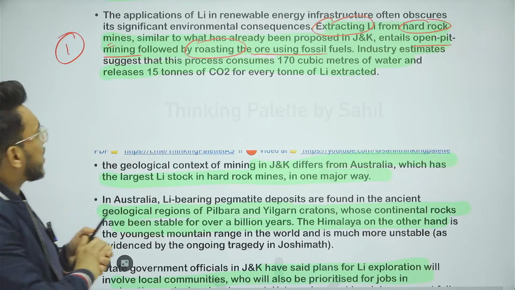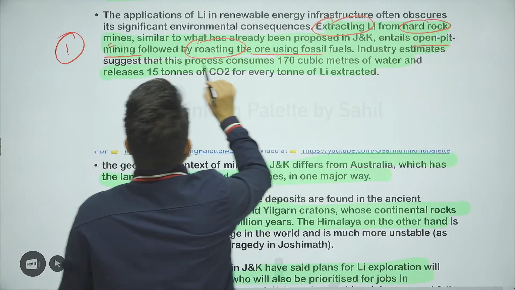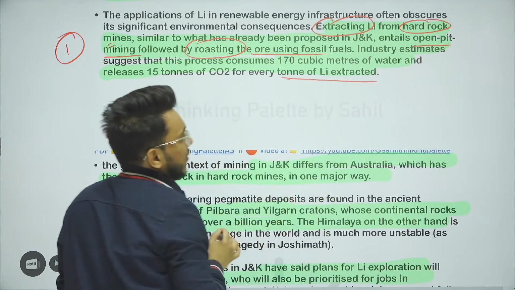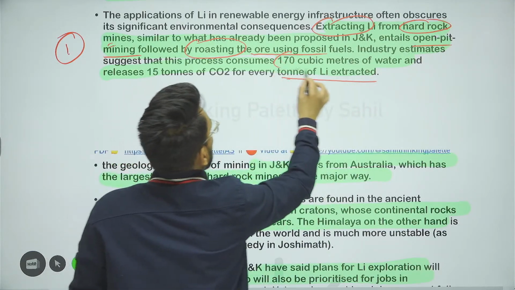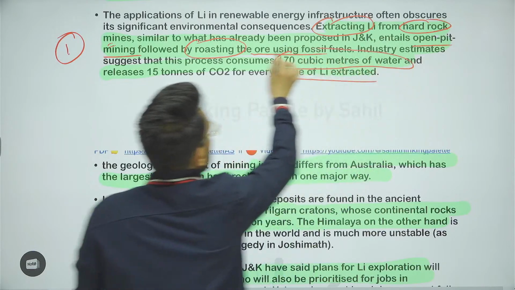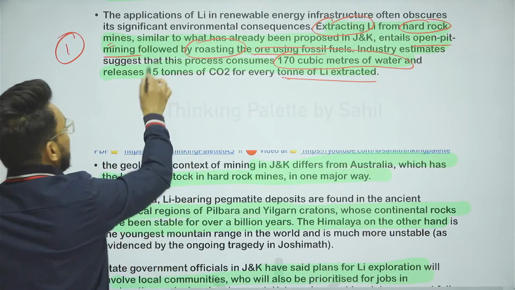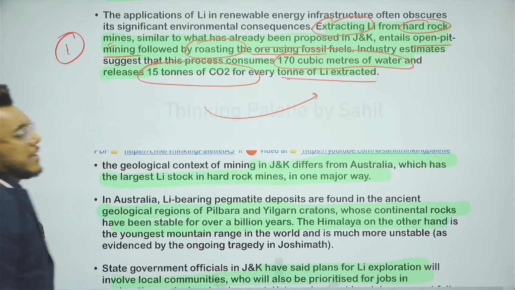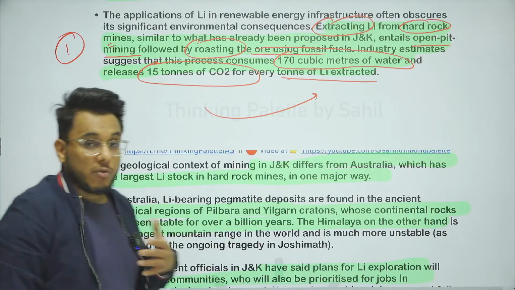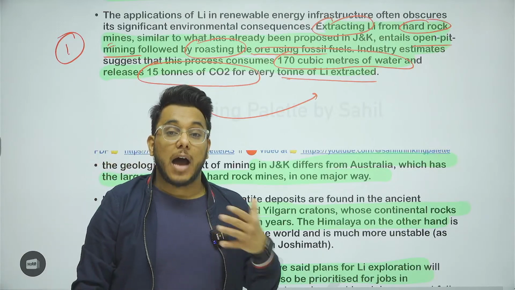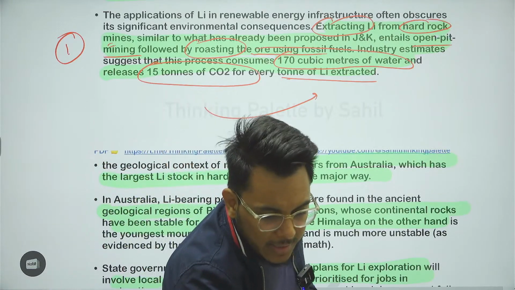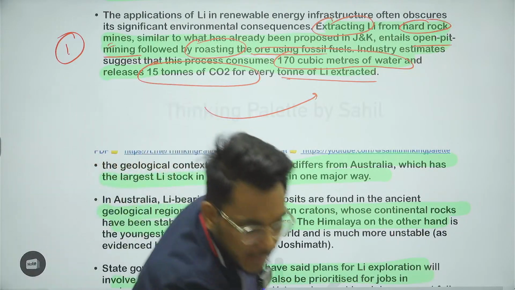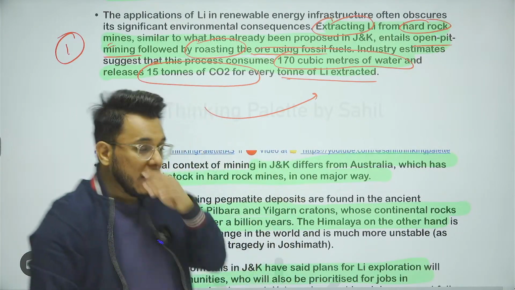Now you see this: it is estimated that for 1 ton of lithium extracted, there will be a need for 170 cubic meters of water, as well as the release of 15 tons of carbon dioxide for every 1 ton of lithium extracted. So much water it requires, so much carbon it will emit. Therefore, it will lead to problems on the environmental front.